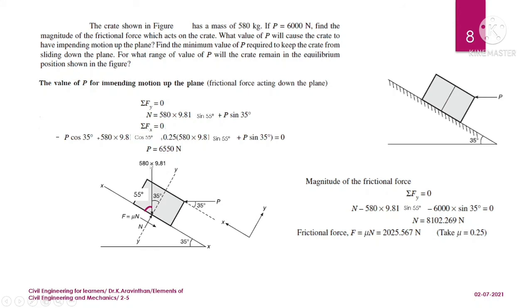If you resolve 580 into 9.81 cos 55 degree, this will be acting at right hand side, and plus 580 into 9.81 into cos 55 degree. So all the values are here.